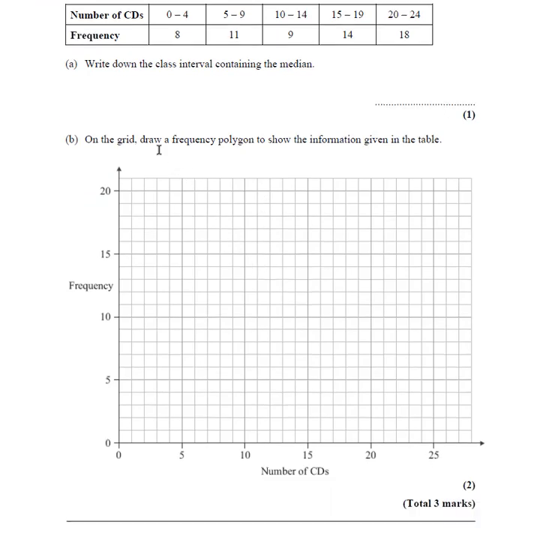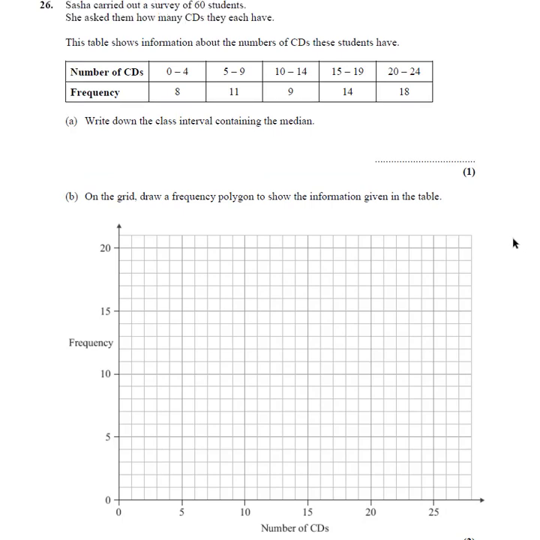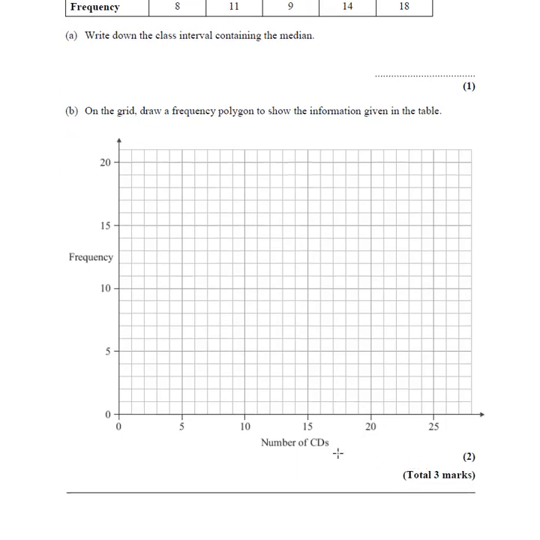On the grid, draw a frequency polygon to show the information given in the table. Now that's easy, even though it sounds really complicated. All you're going to do is draw a bar from 0 to 4, and it's going to be 8 high. And then you're going to draw another bar from 5 to 9, and that's going to be 11 high, and so on. Doing that will get you a mark.